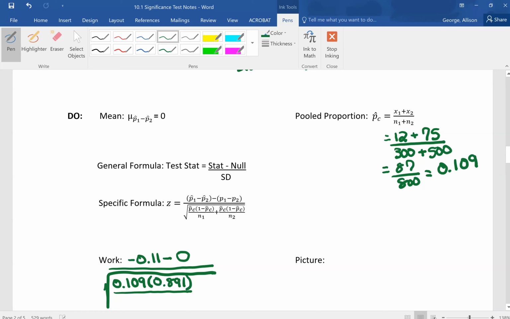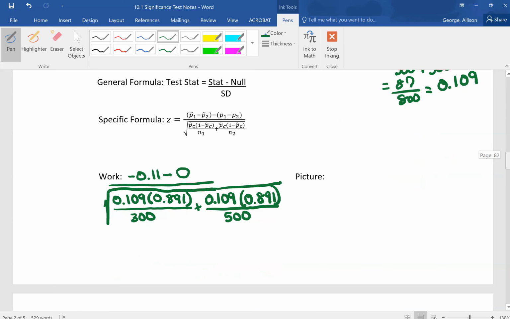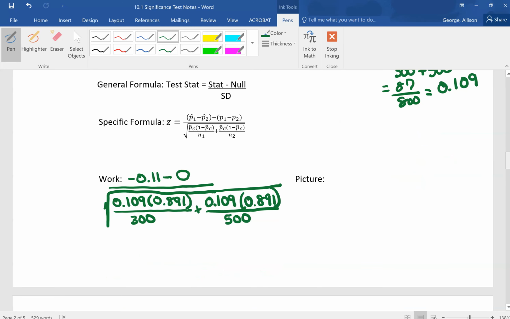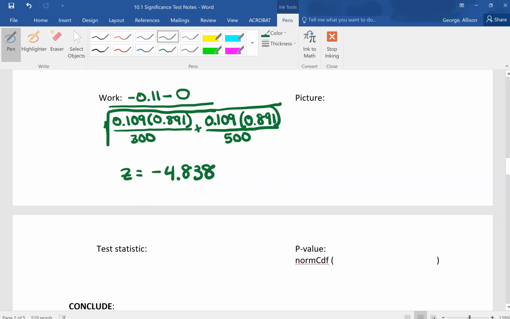And that's over our first sample, so our first sample size, our first n. So it was 300. Then we're going to come over here and do the same thing. The top is exactly the same. 0.109 times 0.891, and now it's over the second sample size, which is 500. Alright, I'm going to ask you to trust me so I don't have to bust the calculator out, but that ends up giving us our Z of negative 4.838. Alright, and that can actually jump down here.